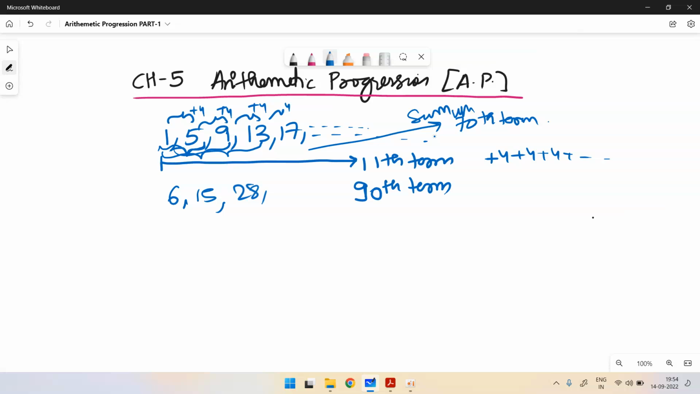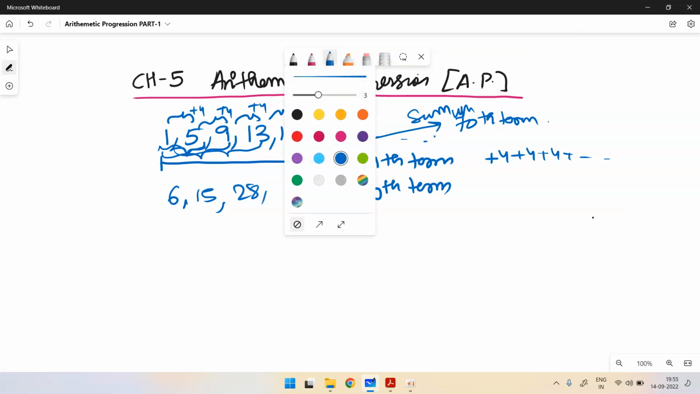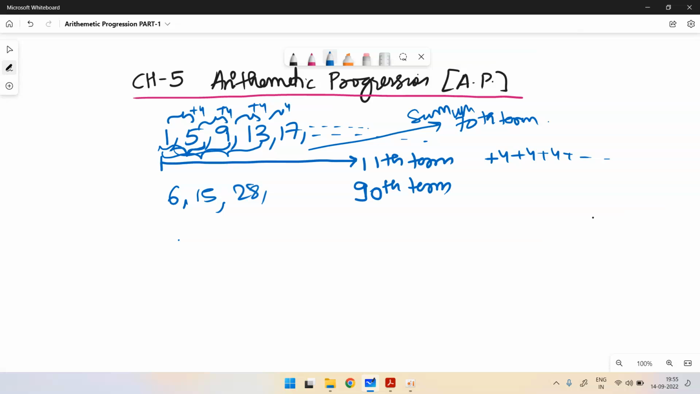What is an arithmetic progression? First, what is a progression? Progression means series, progress. Any series is said to be an arithmetic progression, or arithmetic series, if, say this is my first term, this is my second term, this is my third term. So when will we call it an arithmetic series? When the difference of any two consecutive terms is always a constant.